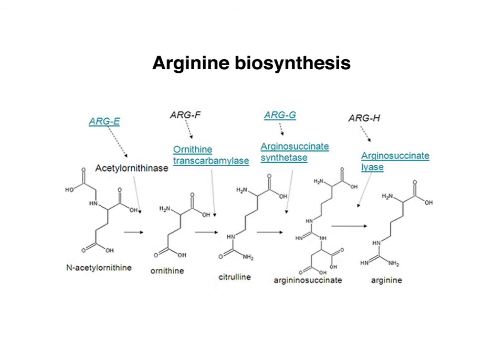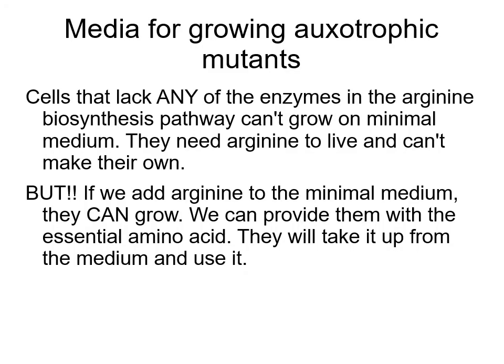Here's another picture of arginine biosynthesis. Again, this is the last few steps, encoded by the genes ArgE, ArgF, ArgG, and ArgH, which sequentially convert N-acetyl ornithine to arginine. So a mutation in any one of those would cause the production of an arginine auxotroph, which could grow if arginine is present in the medium, but cannot grow if it's absent. If we add arginine to the minimal medium, the auxotroph can grow, so we can provide them with the essential amino acid. They will take it up from the medium and use it.